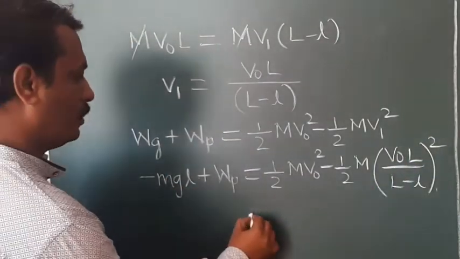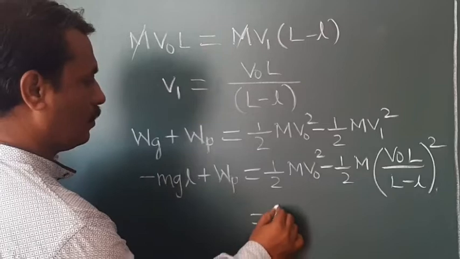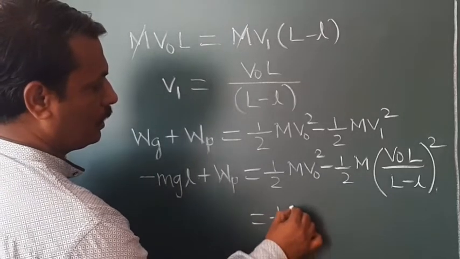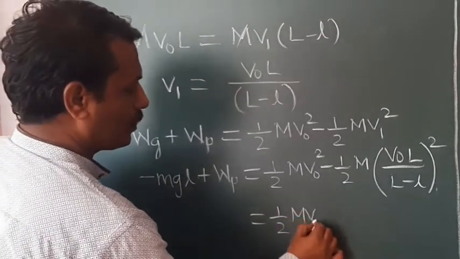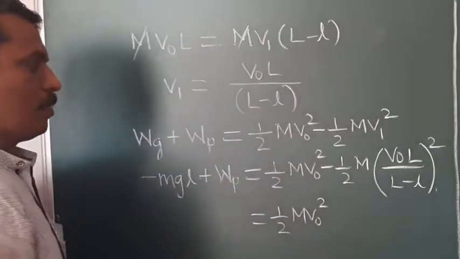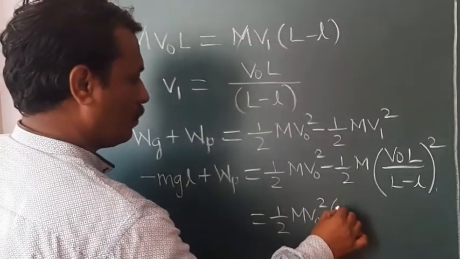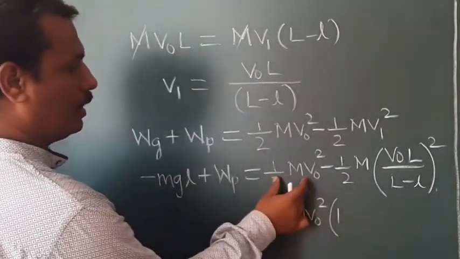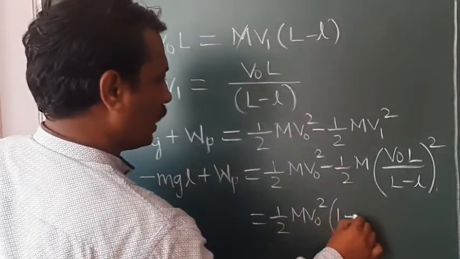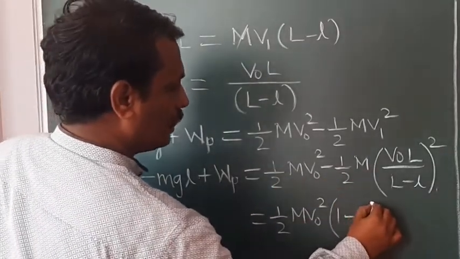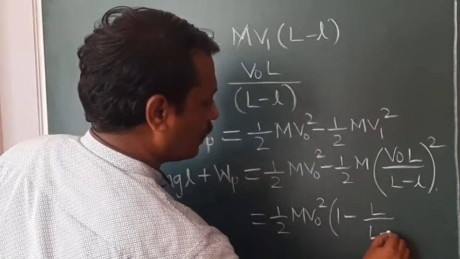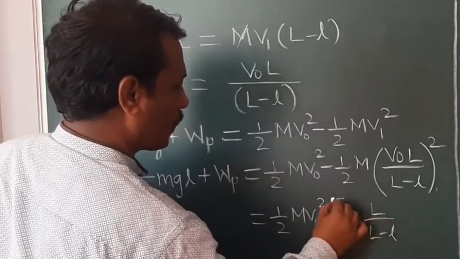That is equal to 1 by 2 m v naught square taken as common. Then this becomes 1, and here minus L by (L minus l).